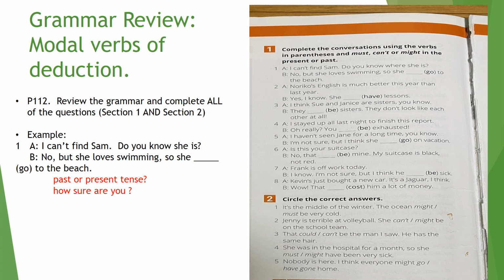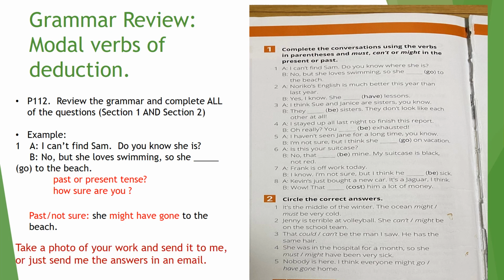And how sure are we? Well, look at the question. Do you know where she is? Person B says no. So obviously, person B is not sure. So we can't use must and we can't use can't. So we have to use might. We have to use the past tense, and the verb is go. So the answer would be, she might have gone to the beach. She's already gone there. It has to be past tense. So one more time. Do you know where she is? No, but she loves swimming, so she might have gone to the beach.